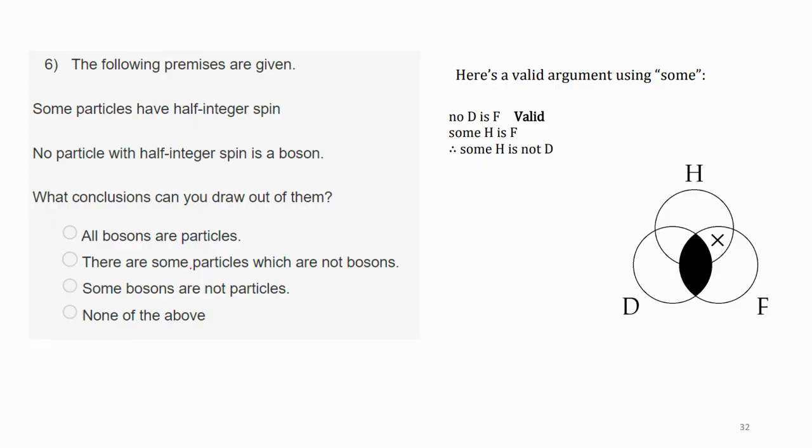Now coming to the application of this one, right? Okay, so sorry, I didn't make it like that. So here is the question. The following premises are given. Some particles have half integer spin, and no particle with half integer spin is a boson. So we're talking about some boson particles, and about the spin, half integer.